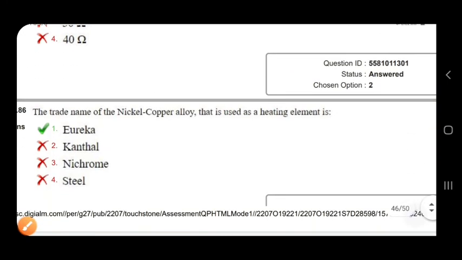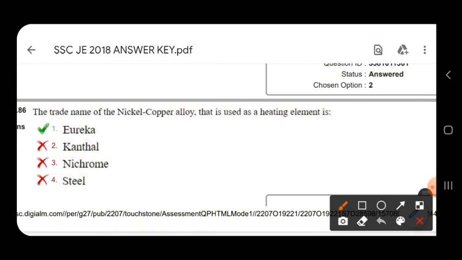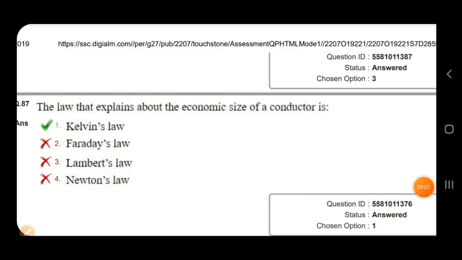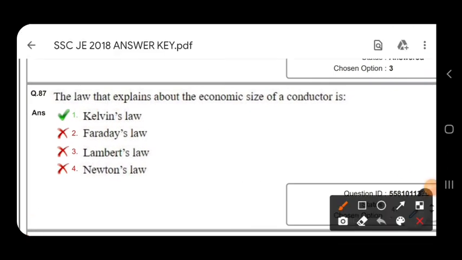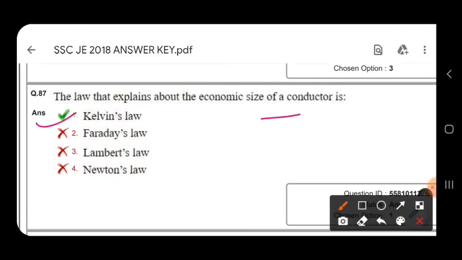The trade name of nickel copper alloy is known as Nickel. Next, the law that explains the economic size of a conductor is Kelvin's law.